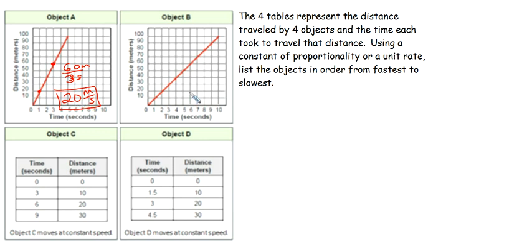All right, moving on to object B. I'm going to just do the same thing. Just pick an easy spot here. There's 40 meters in 4 seconds. It's easy to read because it's right on the crosshairs. So again, 40 meters in 4 seconds.